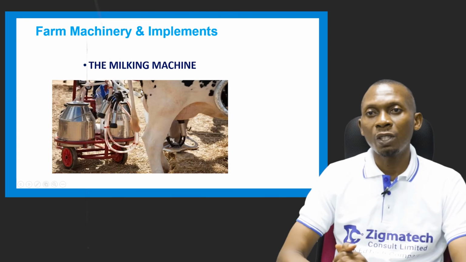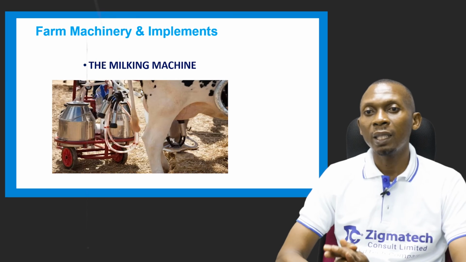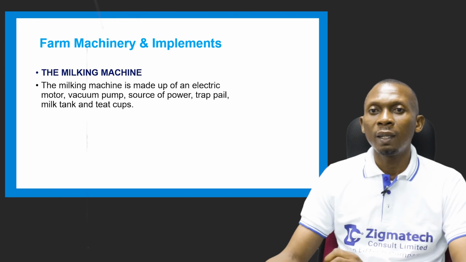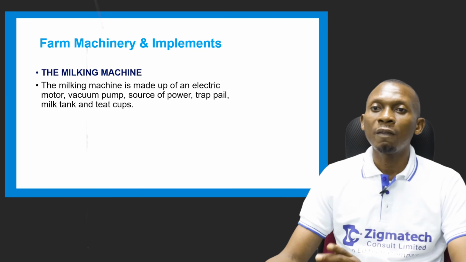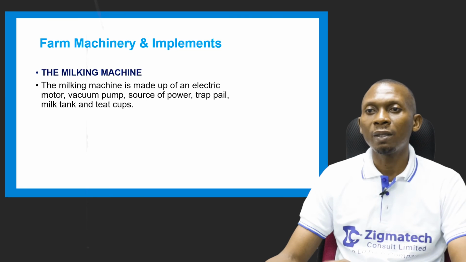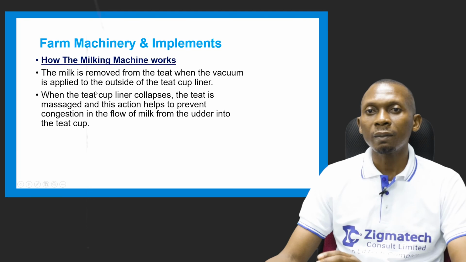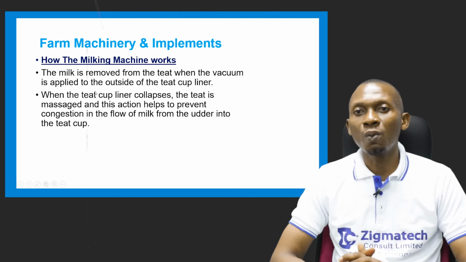The next farm machinery we'll be looking at is called the milking machine. Now, what's the milking machine? It's made up of an electric motor, a vacuum pump, a source of power, trap pail, milk tank, and teat cups. How does the milking machine work?